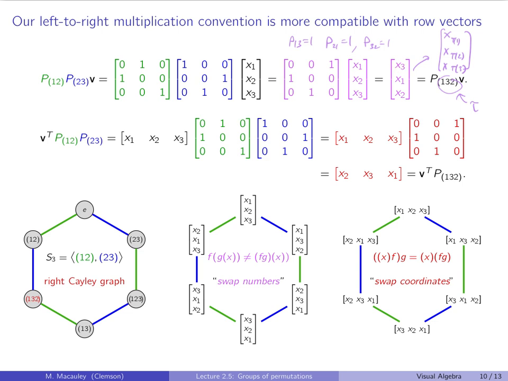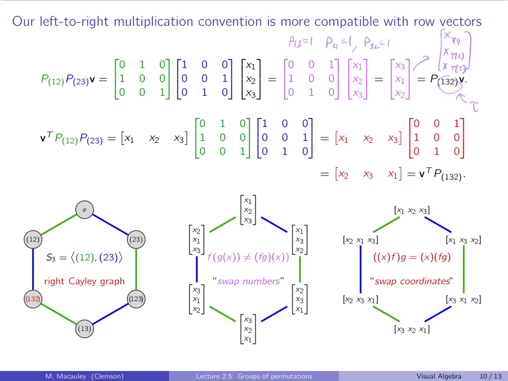1 gets mapped to 3, 2 gets mapped to 1, 3 gets mapped to 2. But now let's do this in the other order, or let's multiply a row vector times this same matrix. Again, this row vector times this matrix, which is down here. And now you get a different result: you get x2, x3, x1.